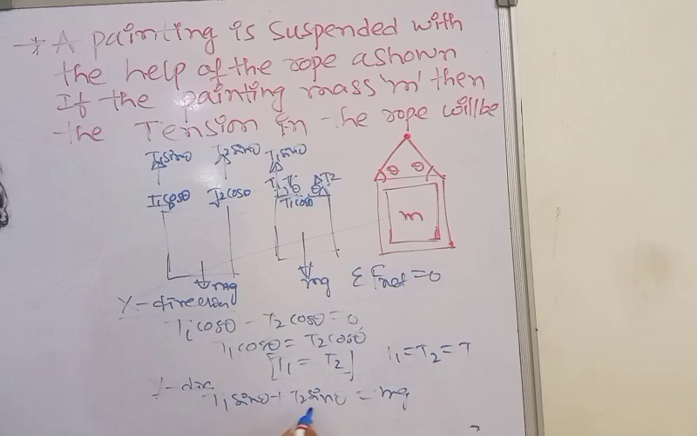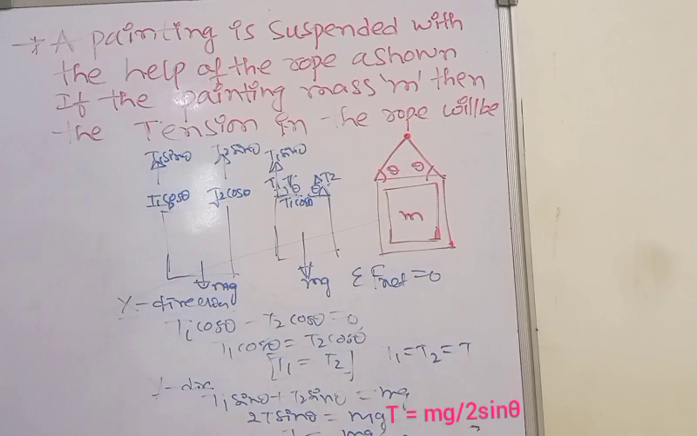So here T sin theta, here T sin theta. So we can write it as 2T sin theta is equal to mg. So now we can write T is equal to mg by 2 sin theta. Answer: tension in the rope T is equal to mg by 2 sin theta.